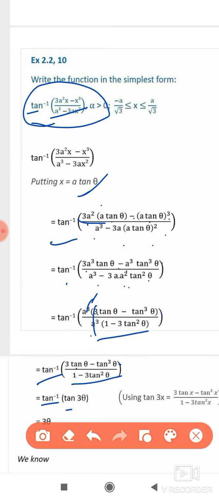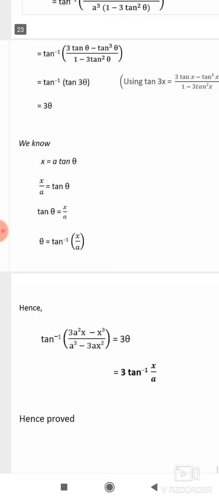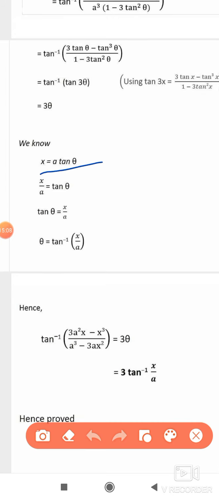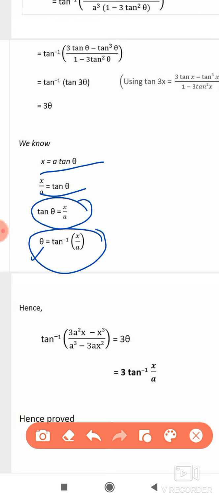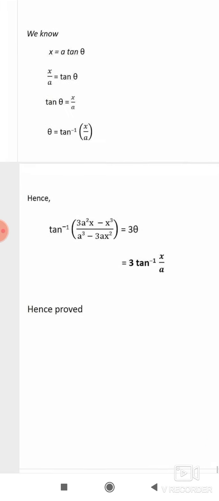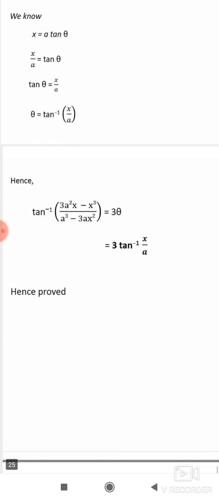Tan inverse tan 3 theta it is, and then 3 theta. x is equal to a tan theta, x over a is equal to tan theta, and then theta is equal to tan inverse x over a. Just put the value of theta is equal to tan inverse x over a over there. Then you will get tan inverse of 3a square x minus x cube over a cube minus 3a x square is equal to 3 theta is equal to 3 tan inverse x over a, which is the required answer of this question. Is that clear to you all?